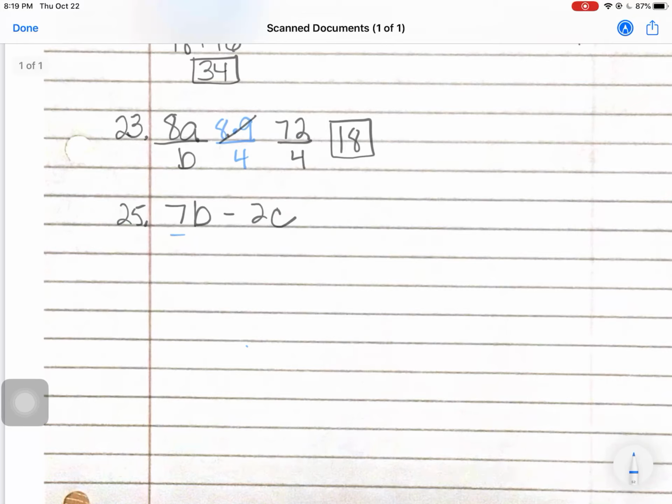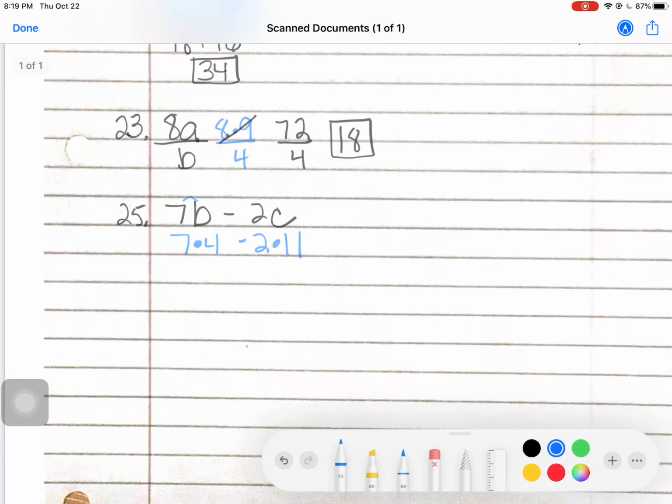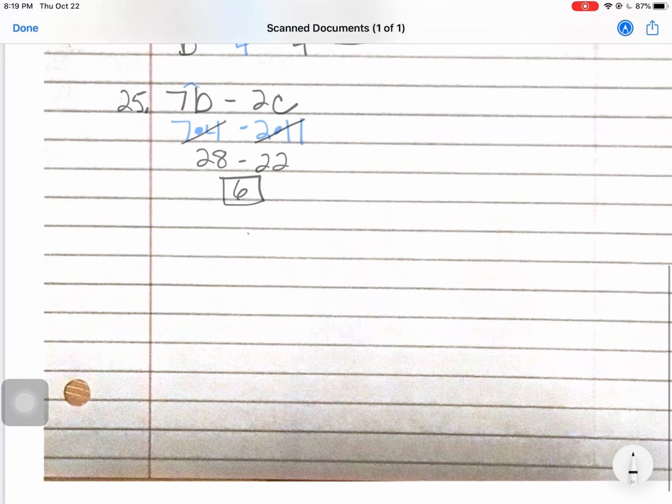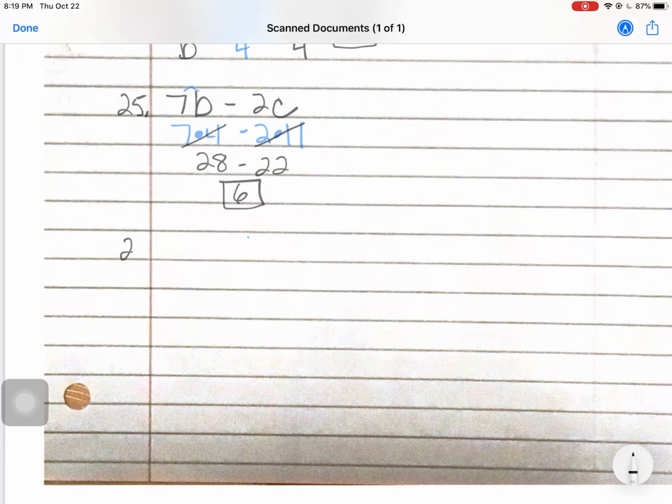7B minus 2C. So I've got my 7, and we know this is times, right? So 7 times B is 4 minus 2 times C is 11. Okay, in this step, some people prefer to do one multiplication and then bring down and do the other, or you can do both at the same time. That's okay, whatever works for you. 7 times 4, 28 minus 22 for our answer of 6. Hope you're doing well. Again, I'm pretty sure you are.